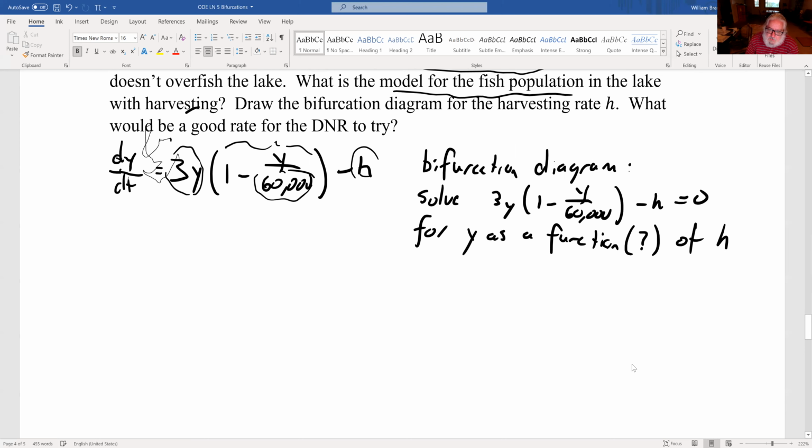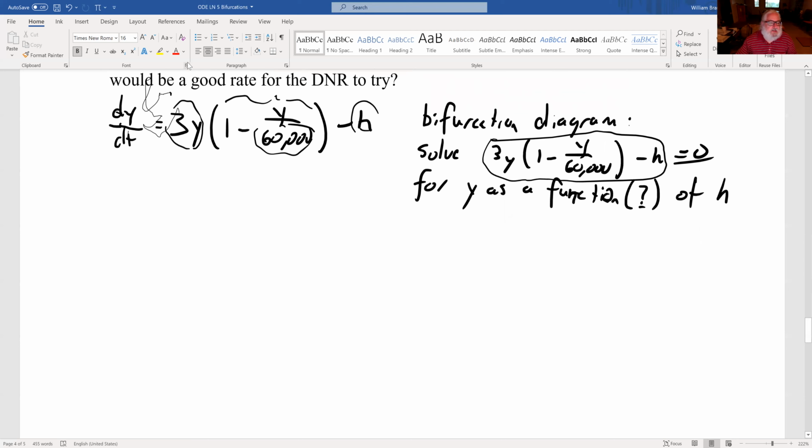So what we want to do is solve this equation to get the equilibria, right? We set that equal to 0, and we try to solve for y as a function. And I put a question mark after function because it might not actually be a function. There might be multiple equilibria depending on which h we're looking at. But we want a graph with h as the horizontal axis and y as the vertical axis. So you can do that by hand, but the easiest thing to do is to go to GeoGebra and make GeoGebra do it.